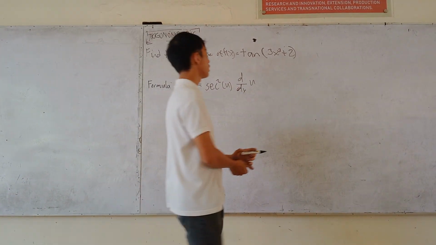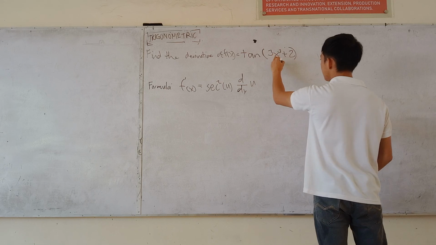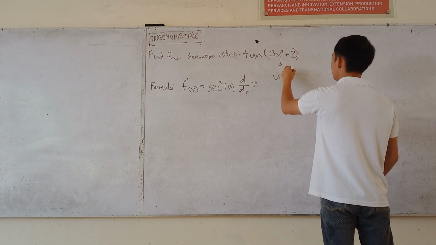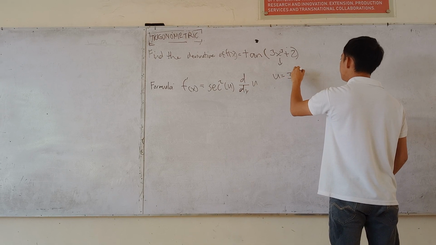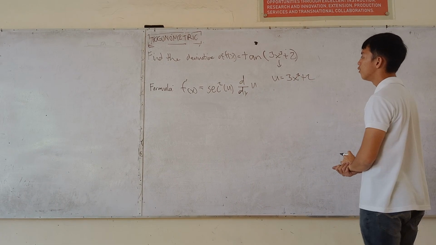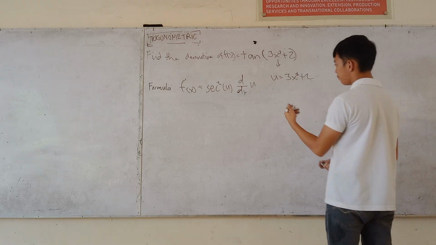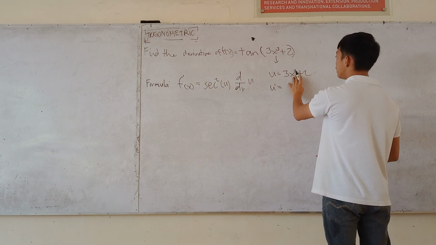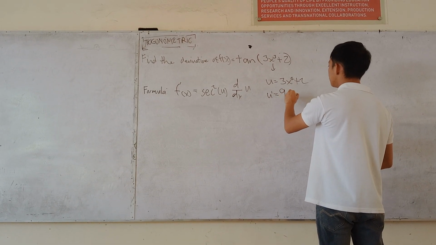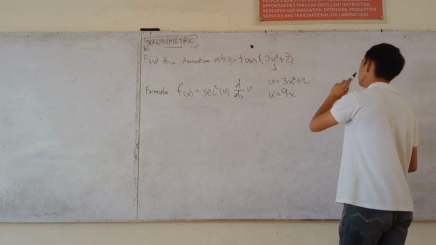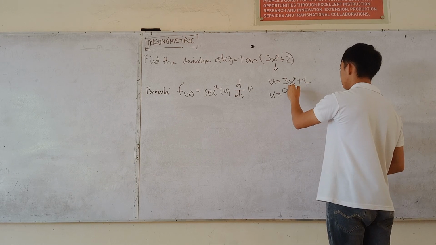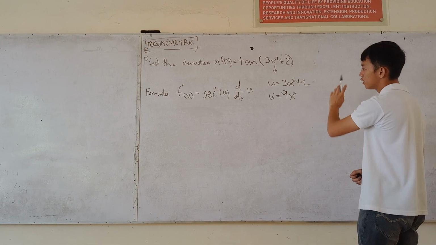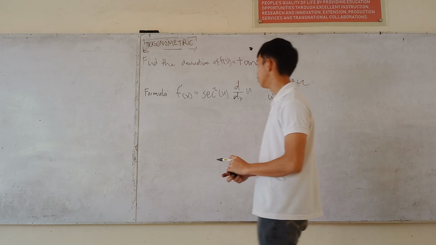So the u here is this, which is 3x cubed plus 2. So we should first find the derivative, which will be 3 times 3 equals 9, and 3 minus 1 is equal to 2. So 9x squared. The 2 here is a constant, so its derivative is equal to 0.